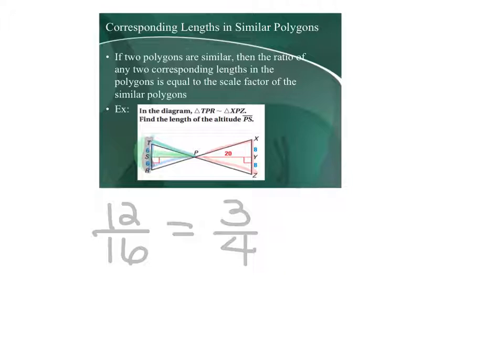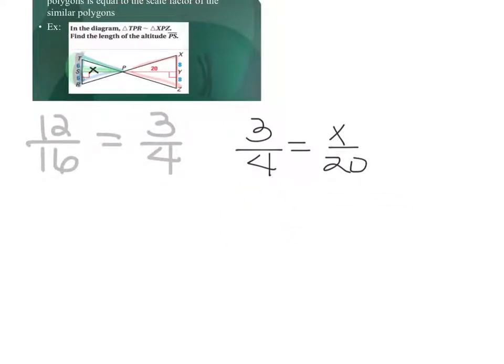Now how can I find the altitude if I know the scale factor? I can do a proportion, right? I'm just going to give the altitude a letter. I'm going to say it's x. So I'm going to do 3 over 4 is equal to x over 20. Cross multiply and divide. Now, can anybody look at this without doing the cross multiply and the divide and tell me what x is?